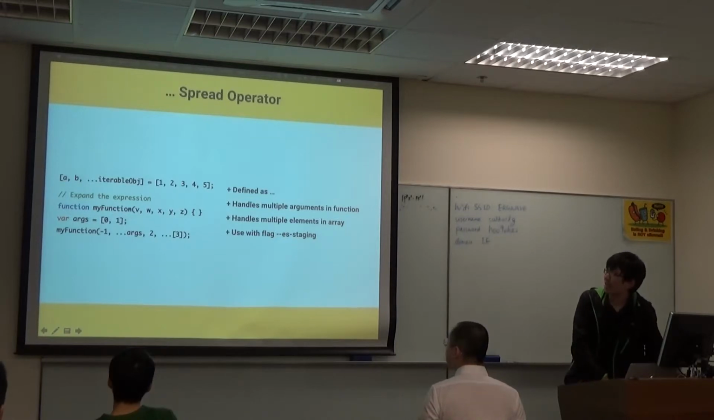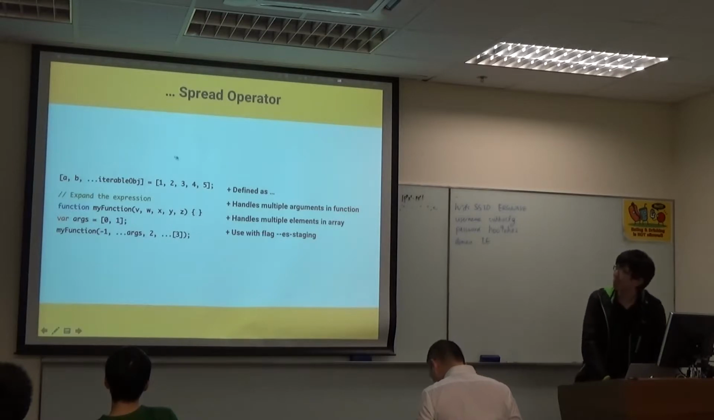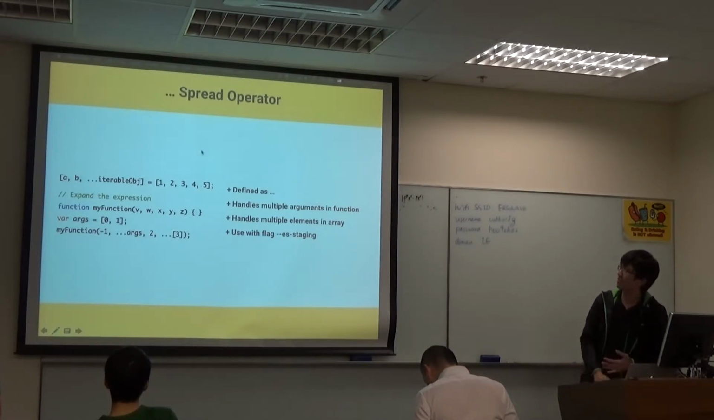Here, my function takes 5 arguments. Here, args is an array of 0, 1, 2, 3, and we invoke my function with this syntax. So what is V? V is -1. What is W? Because here we use the spread operator, W is 0. X is 1. Y is 2. And Z is 3. That is the spread operator.